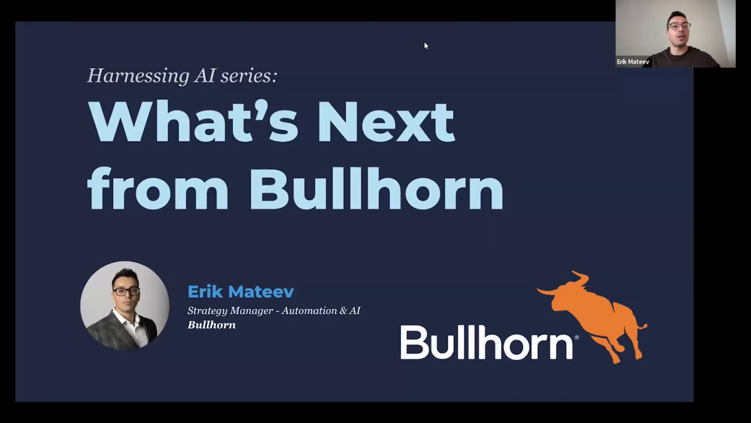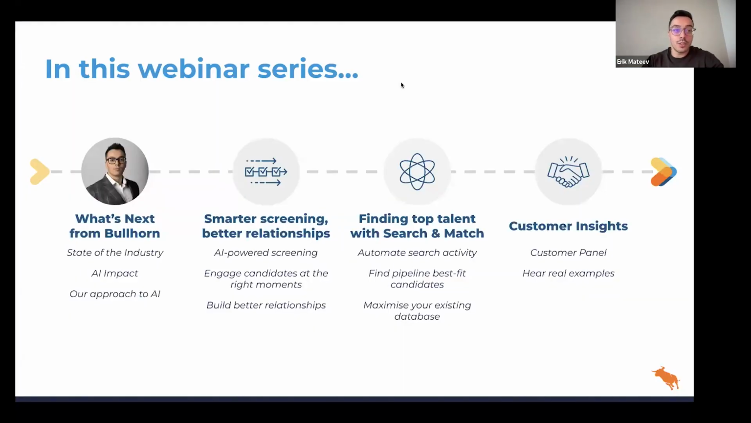My name is Eric Mativ. For anyone that hasn't met me, I'm a strategy manager here at Bullhorn for all things automation and AI. This episode is the first of a 4-part webinar series that will be focused on all things Bullhorn AI. In today's session, we'll start with a brief introduction of what's going on in the market, the impact that AI could have on your organization, as well as the impact that AI has already had on some of the early adopters of this technology. And then we'll talk about our approach to AI, what our strategy looks like, what are some of the tools that we've just brought to market to help our customers, and a high-level overview of some of the use cases where AI can be applied.